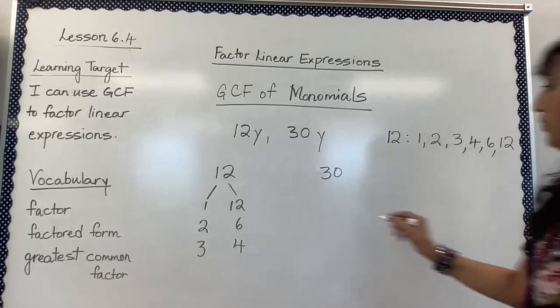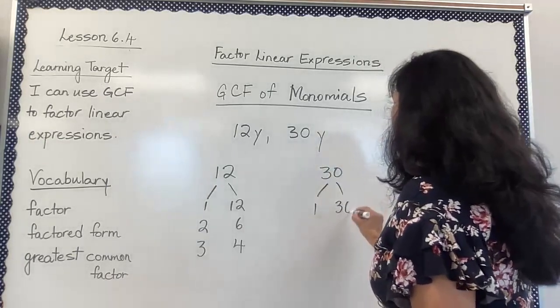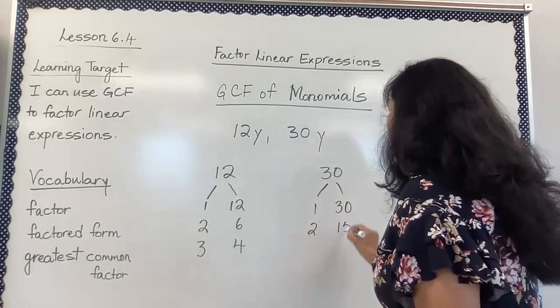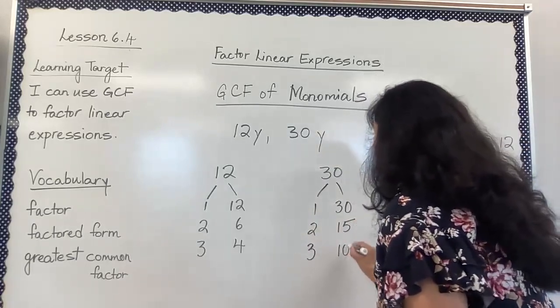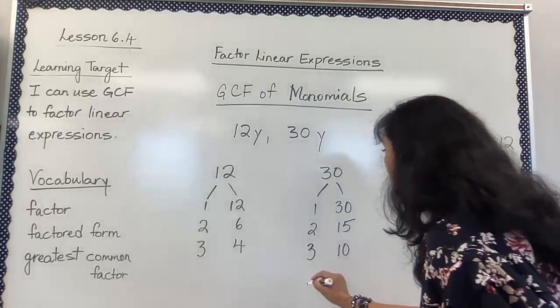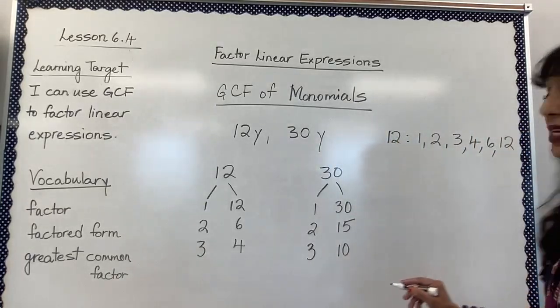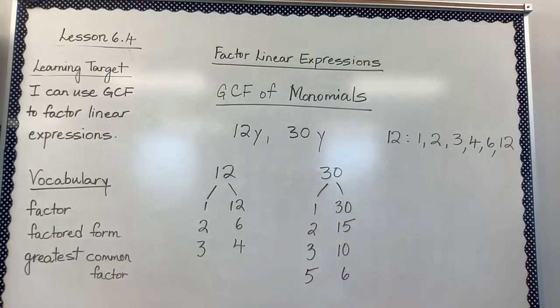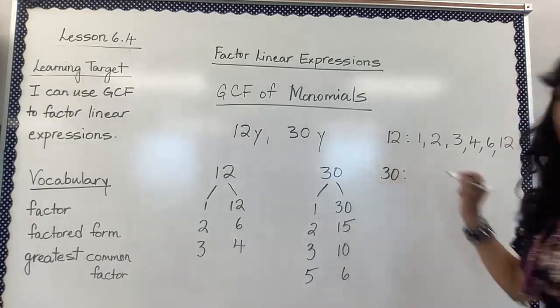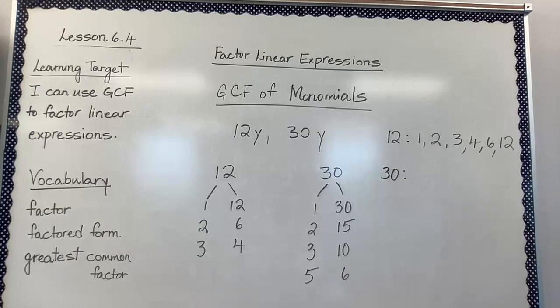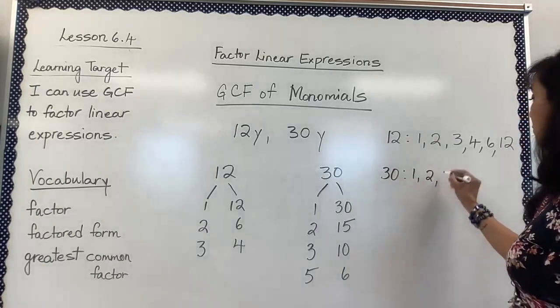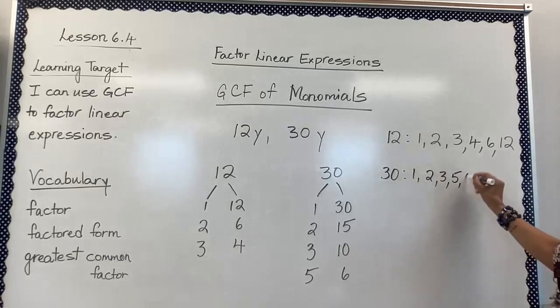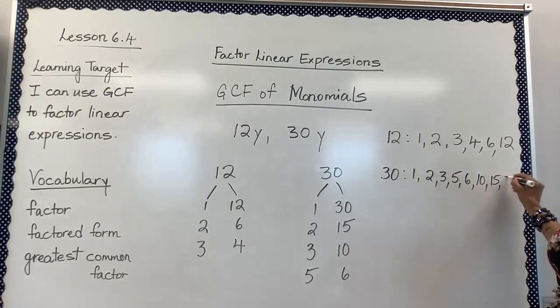Okay, and then if I look at 30, I know I have 1 times 30, 2 times 15, 3 times 10, and 5 times 6. These are all going to give me 30. So if I list these factors, here's what I have: 1, 2, 3, 5, 6, 10, 15, 30.